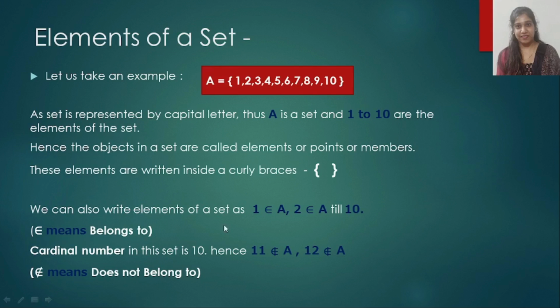So this is the way we will write it. We will cross out the symbol. This is the ∈, we will cross it, which means does not belong to. So 11 does not belong to A, 12 does not belong to A.